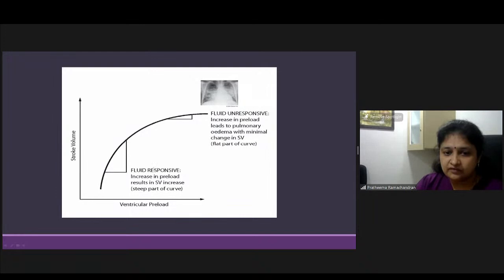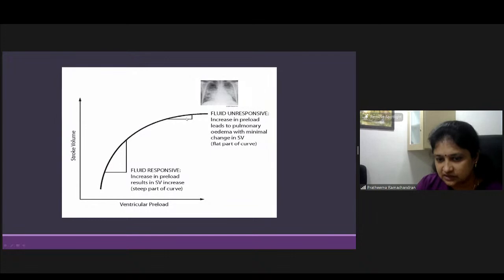If so, that means the patient has good fluid responsiveness. But if we give a fluid bolus and the stroke volume is not increasing very well, that means compliance is bad, and if we keep on giving, we are going to flood the lungs, causing more pulmonary edema. So we need to back off. With hemodynamic monitoring, we will know whether the patient is on this part of the curve or that part of the curve.